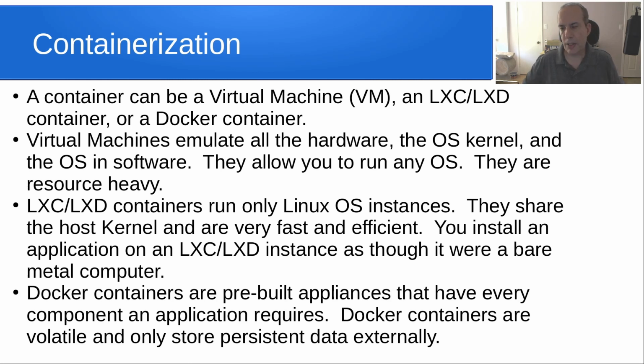And finally, Docker containers. They're pre-built appliances that have every component an application requires. So Docker containers are volatile, which means you can bring one up, and when you bring it back down, it doesn't really store persistent data. And the way you get around that is when you download an instance and implement an instance of a Docker container, what you end up doing is mounting external storage to it to store the non-volatile data. Otherwise, it wouldn't be of much use.